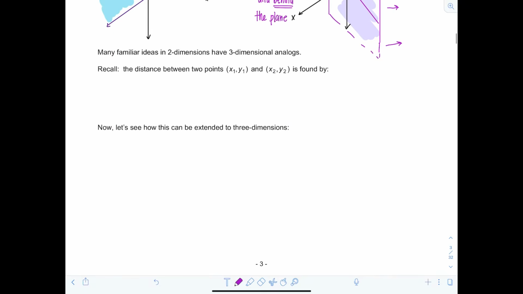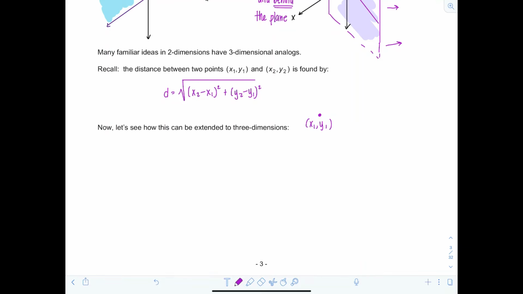So first we have the distance formula, right, between 2 points, x1, y1, and x2, y2. You'll recall the distance formula is given by the square root of x2 minus x1 squared plus y2 minus y1 squared. And hopefully your instructor has shown you at some point in your math career the derivation of it.